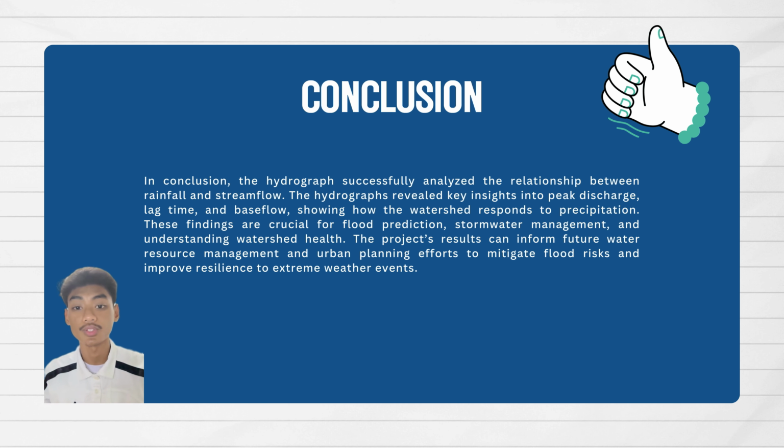And the last one is the conclusion. In conclusion, the hydrograph successfully analyzed the relationship between rainfall and stream flow. The hydrograph revealed key insight into peak discharge, lag time, and base flow, showing how the watershed responds to precipitation. These findings are crucial for flood prediction, stormwater management, and understanding watershed health. The project's result can inform future water resource management and urban planning efforts to mitigate flood risk and improve resilience to extreme weather events.